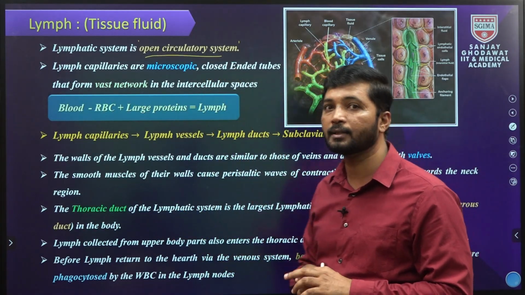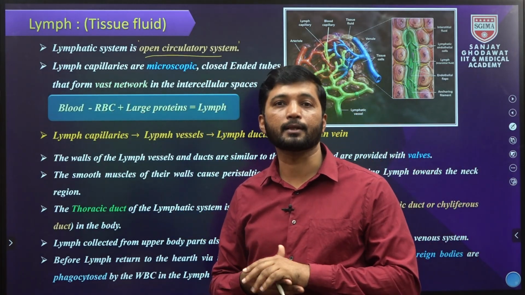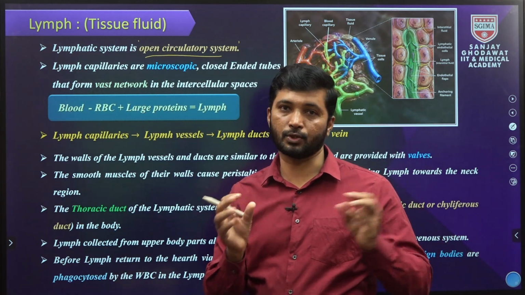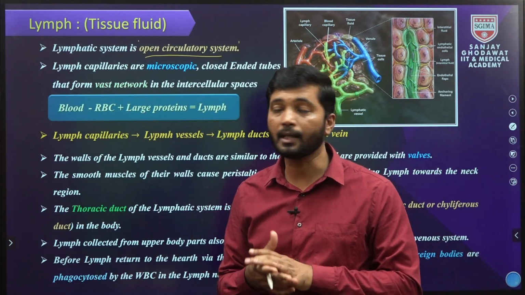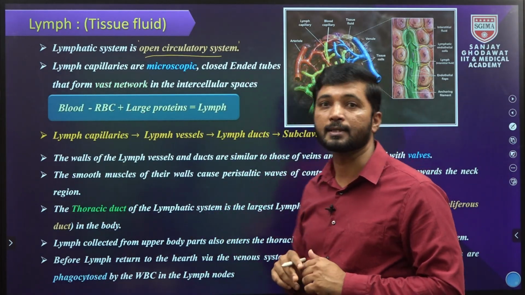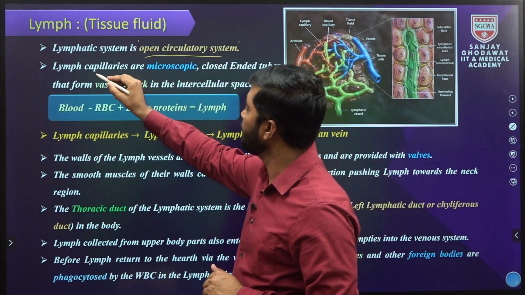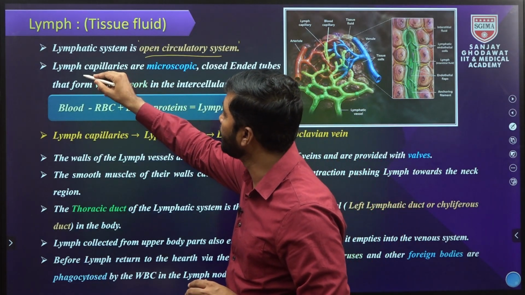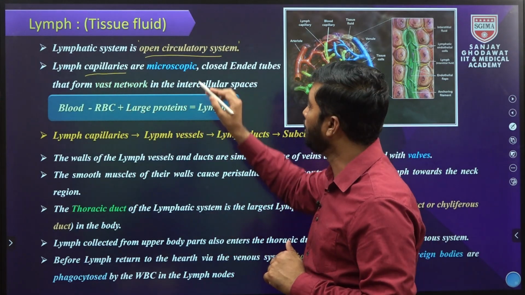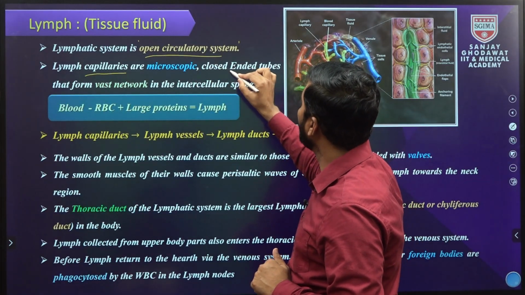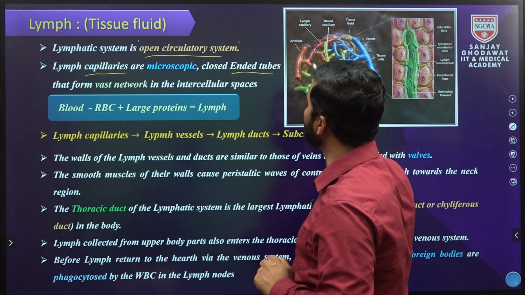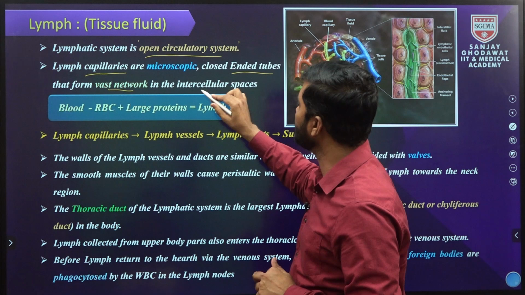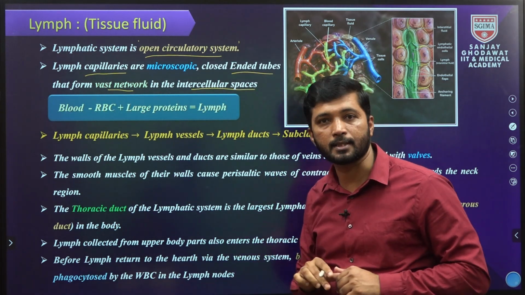If the fluid is always confined to the vessel only, that is called closed. Whereas the lymphatic system is an open circulatory system, because the lymph is always connecting to and touching the body cells and tissues. That is the meaning of an open circulatory system. Now, in the lymphatic system, first of all, lymph capillaries. Lymph capillaries are microscopic, closed-ended tubules that form a vast network in the intercellular spaces.